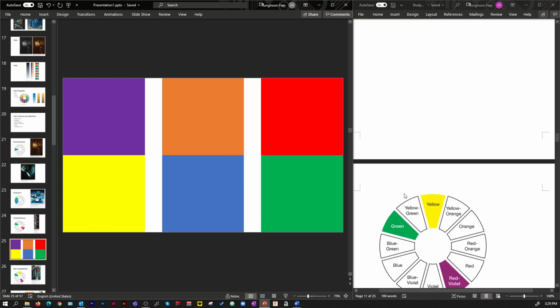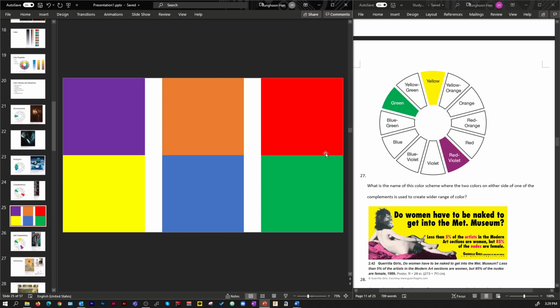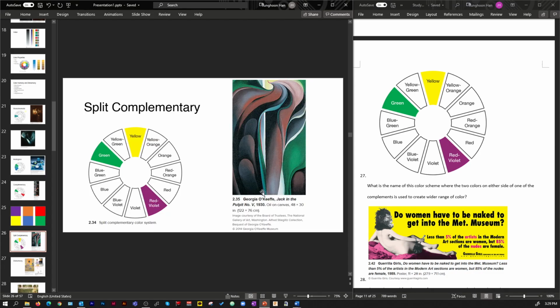Alright, the next color scheme that we're going to look at is similar to the complementary color scheme, but you use the two colors adjacent to either of the complements. That is split complementary colors. This has a slightly stronger feeling of unity compared to the complementary color scheme, because it's not a direct opposite of one color. You can also have a wider range of colors, which can make your composition a little more interesting and more fluid visually. That is Georgia O'Keeffe's case right here.